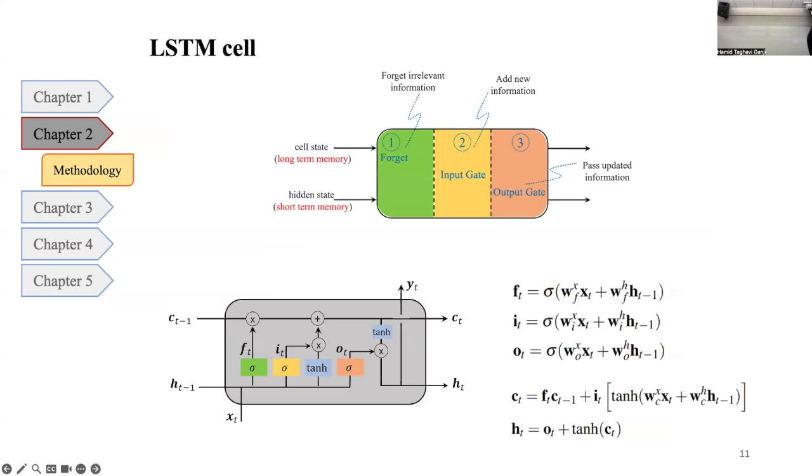So this figure shows the LSTM cell for us. What is the content of the LSTM model? As we see, LSTM has 3 gates. The first one is the forget gate that forgets irrelevant information. The second gate is the input gate that adds the new information. And the third gate is the output gate that passes the information to the next time step. And in this figure, we are showing how these gates are connected to each other and how they pass information to each other.